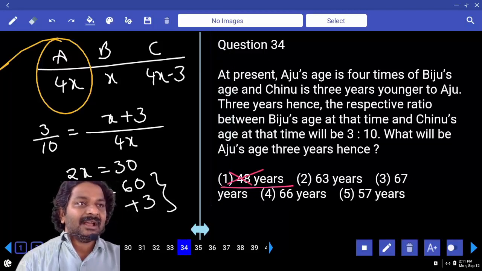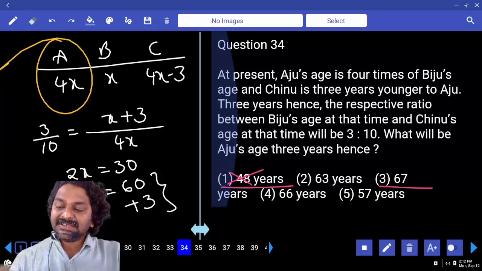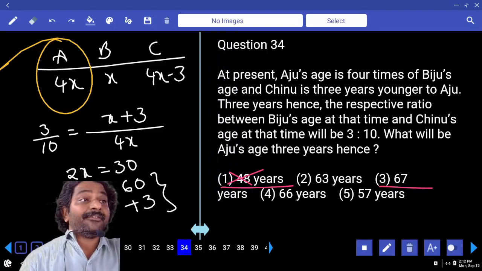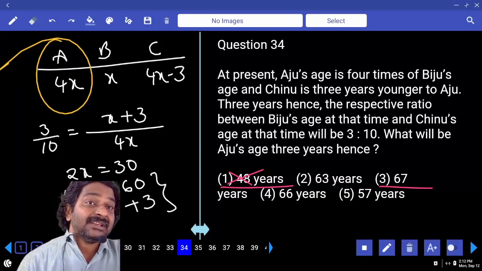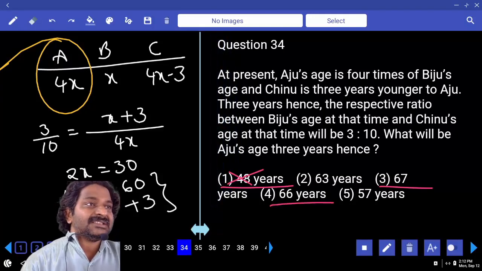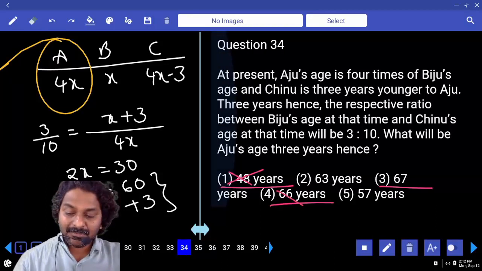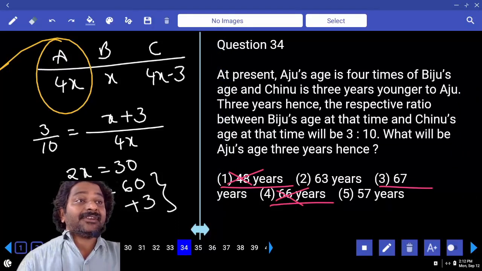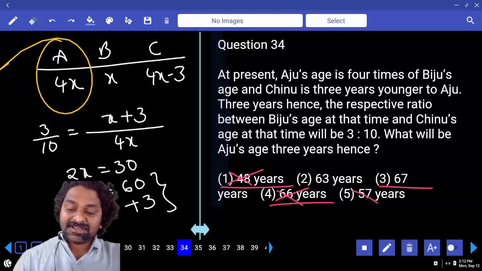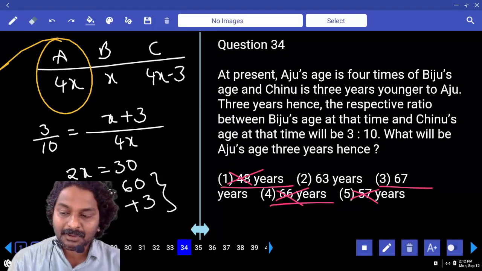Second option, 63. After 3 years, 63. Then what is the present age? 60. Is it a multiple of 4? That may be the answer. If it is the third option, 67. After 3 years, 67. Present? 64. Is 64 a multiple of 4? That may be the answer. After 3 years, 66. Present? 63. Is 63 a multiple of 4? Eliminate. Fifth option, after 3 years, 57. Present? 54. Is 54 a multiple of 4? The answer is either the second option or the third option. Understood? Come on.